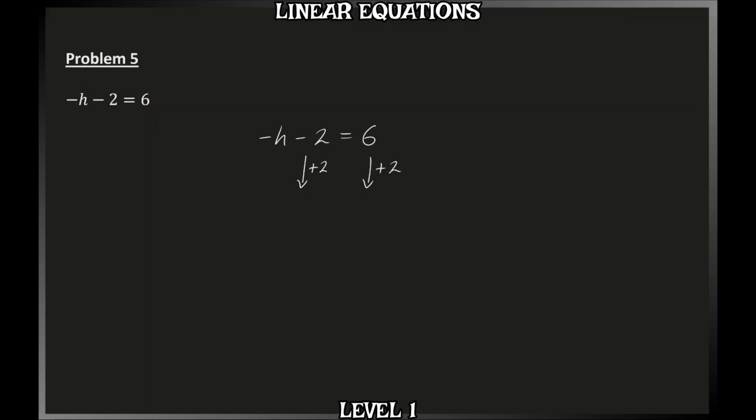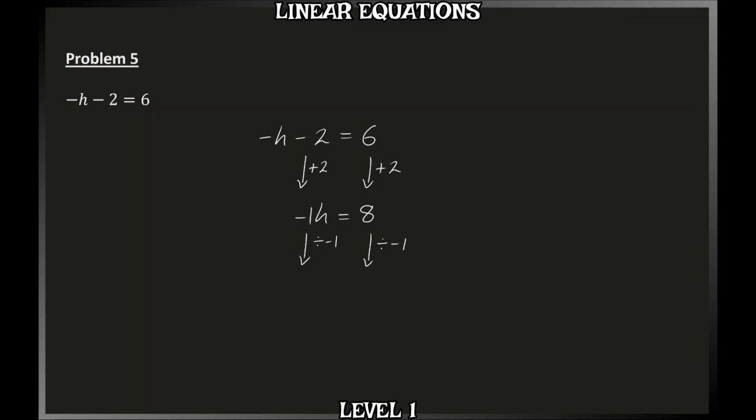Now on the left hand side, minus 2 plus 2 is 0, so we're left with minus h, and on the right, 6 plus 2 is 8, so we just have 8. Now the minus in front of the h means we're multiplying h by minus 1, and the inverse of multiplying by minus 1 is dividing by minus 1. So again, we do this to both sides.